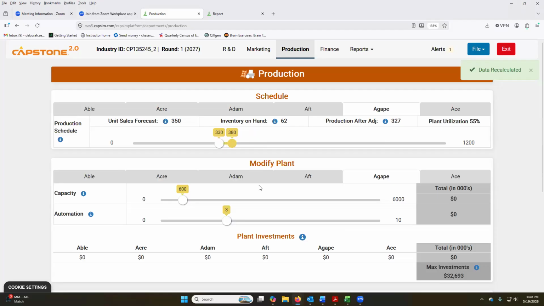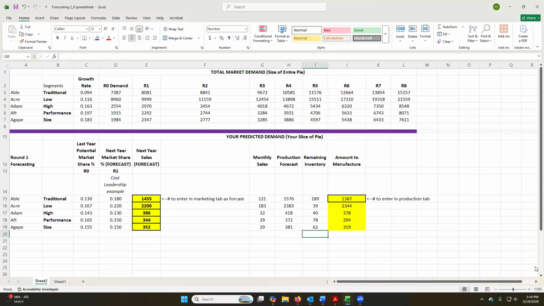Okay, good. All right, and so that is how you create the forecasting spreadsheet. All right. Good luck, everyone.